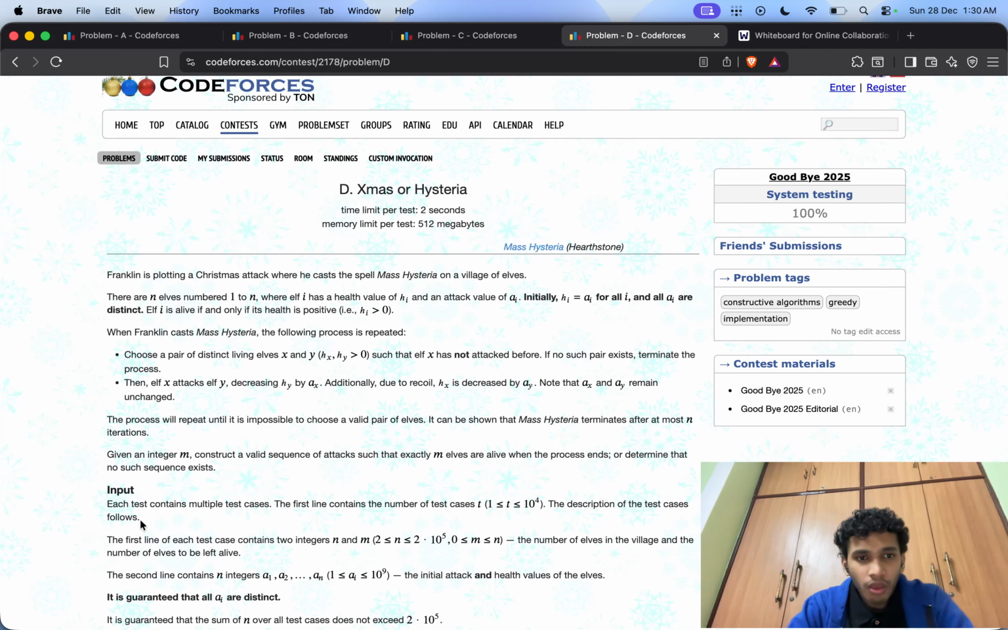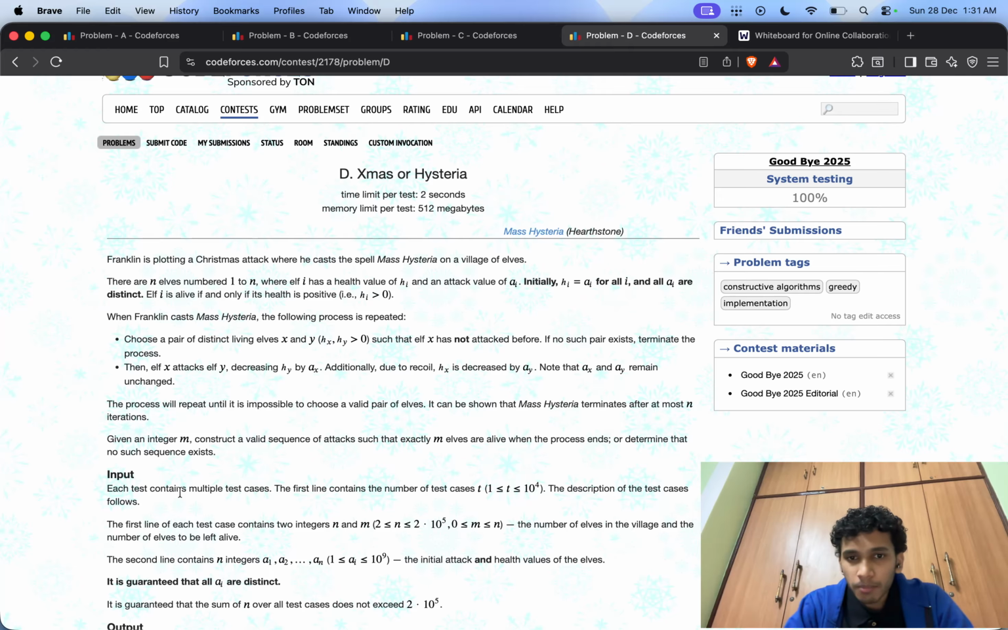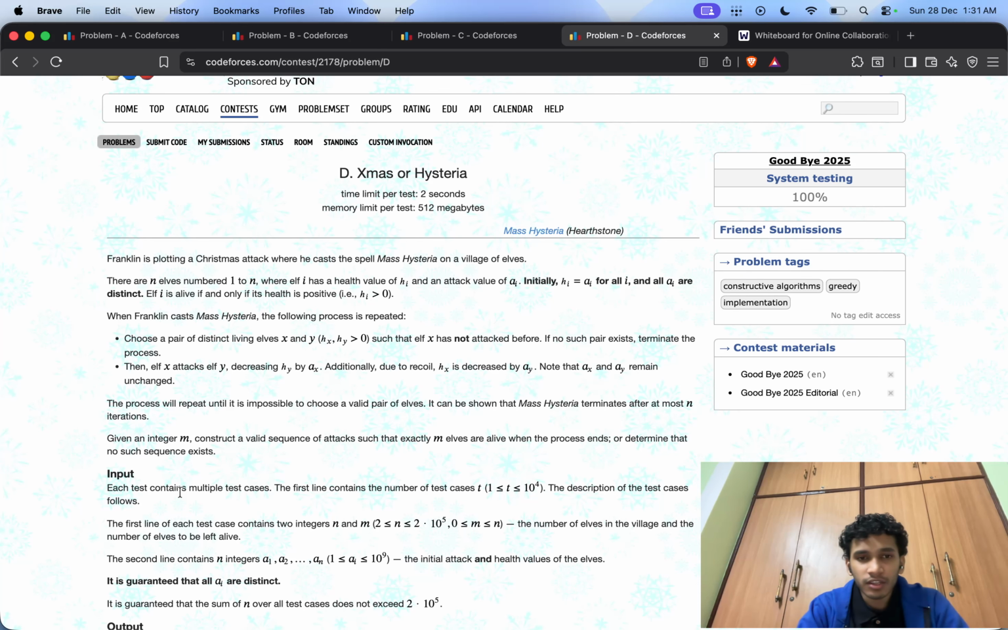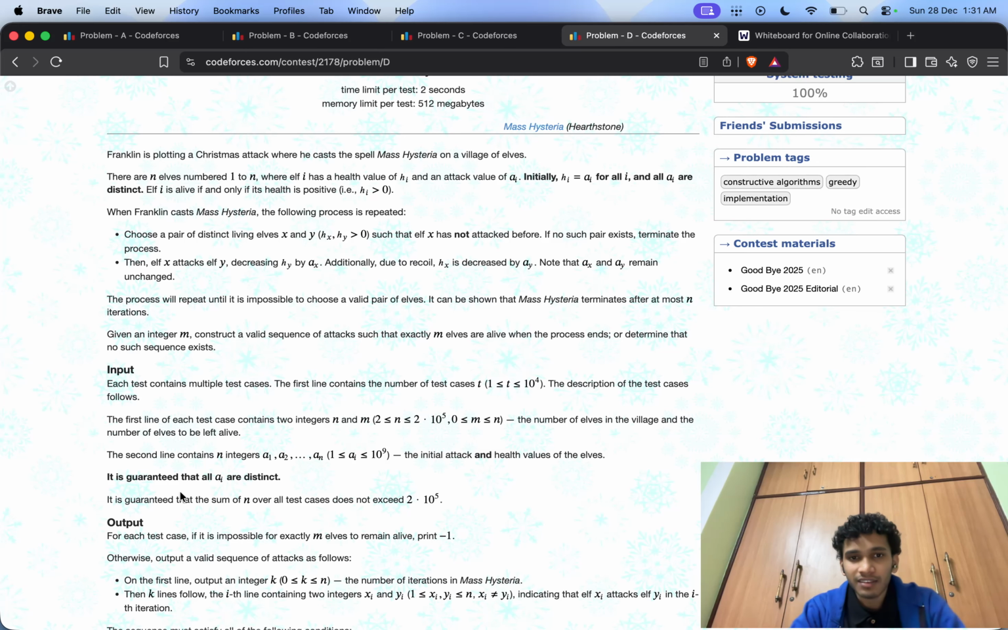The process will repeat until it is impossible to choose a valid pair of elves. It can be shown that mass hysteria terminates after at most n iterations. Given an integer m, construct a valid sequence of attacks such that exactly m elves are alive when the process ends, or determine no such sequence exists.